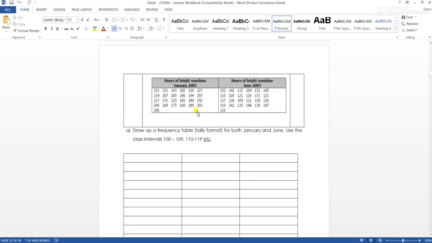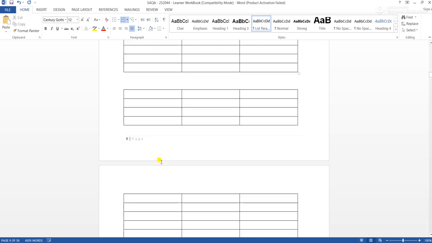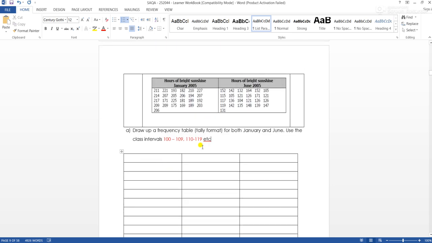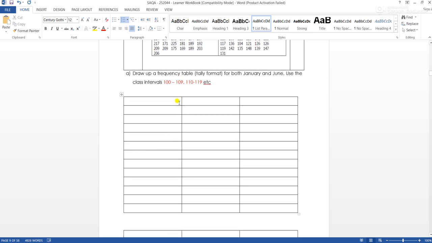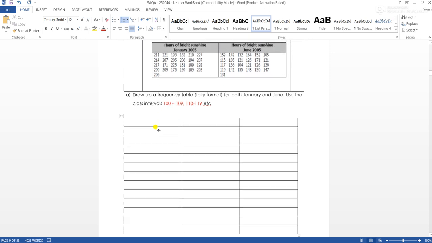concerning the number of hours of bright sunshine during January and June 2005. So you are given this data set, and you need to draw up a frequency table in tally format for both January and June. Use the class intervals from 100 to 109 and so on. The good thing is that you are given a class interval that you need to use. So you'll create a table for both January and June. So we have done that. I've provided examples and how to attempt this question for A.